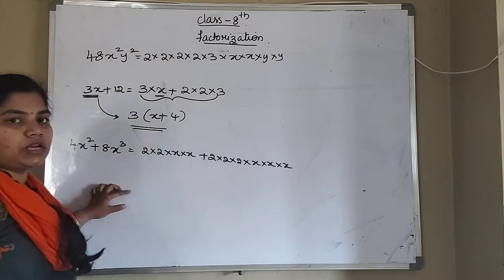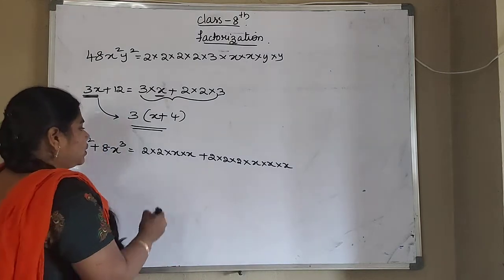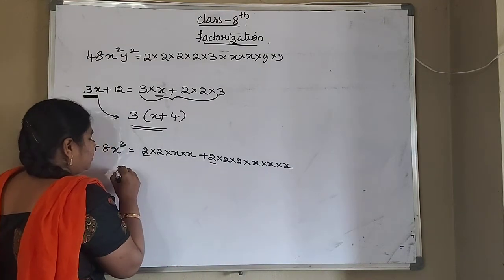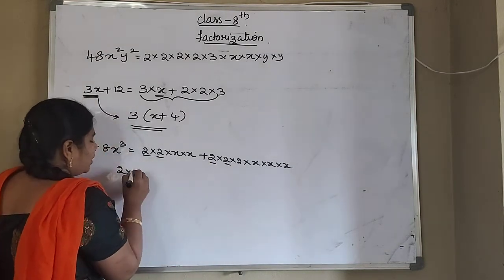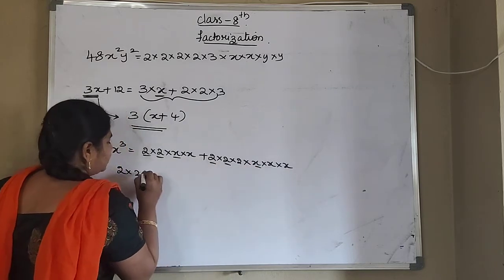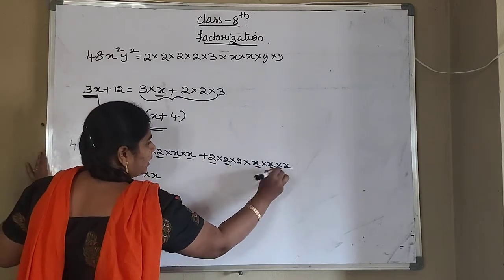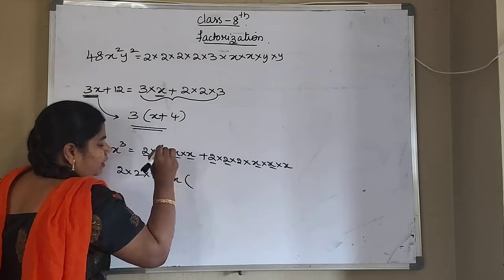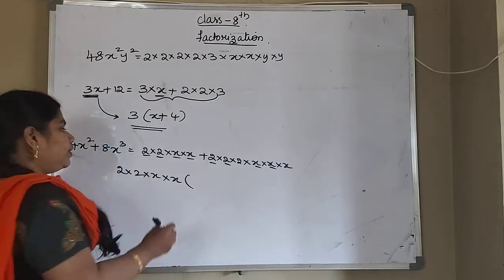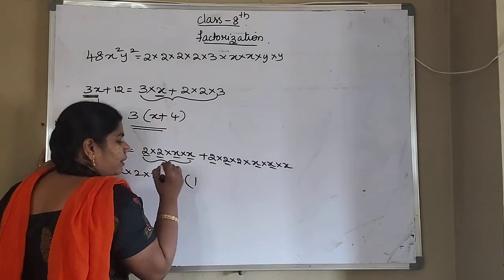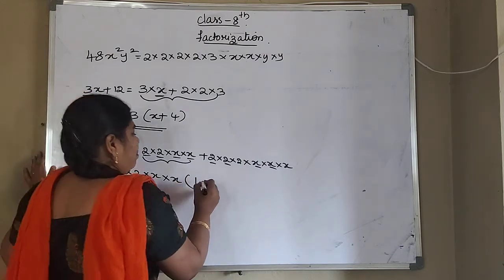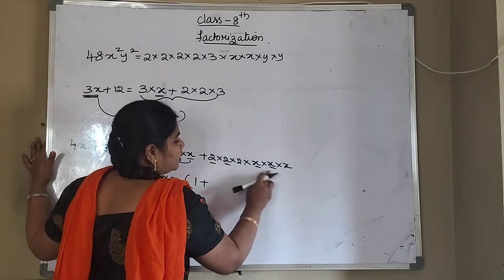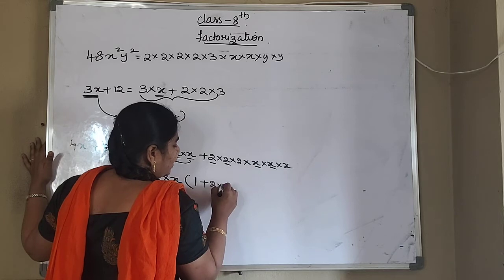Okay, so now what are the common factors you take out first? 2 is common, 2 is common, x is common, x is common, and the remaining terms you write in the bracket. Here no remaining terms are there, so I am writing it as 1 plus. So what are the remaining terms here? 2 and x. So 2x is the remaining term.